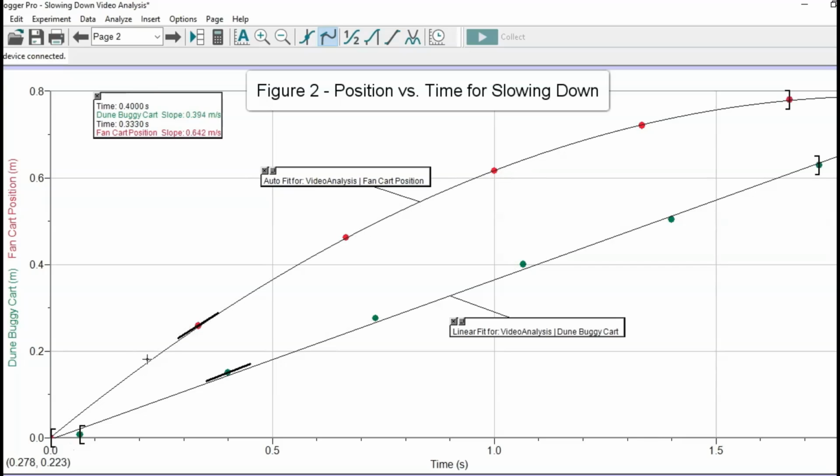So again, this is a position time graph for an object that's slowing down. It's a curve, just like the object that's speeding up, but the curve goes from steeper to flatter, whereas when it's speeding up, it goes from flatter to steeper.